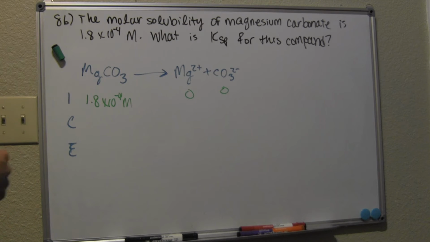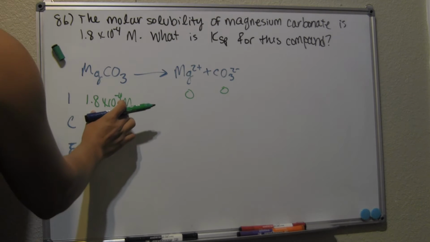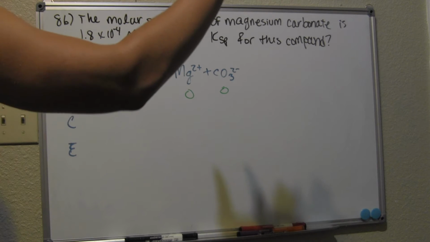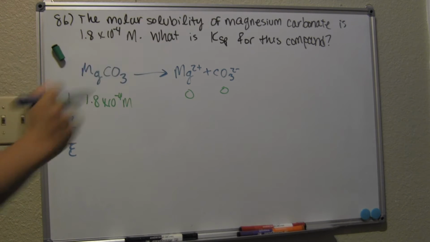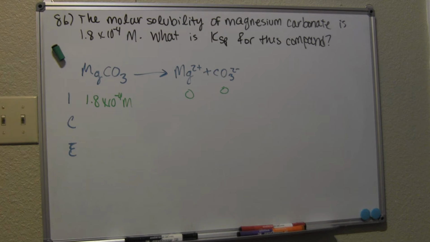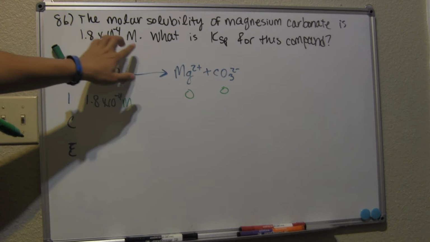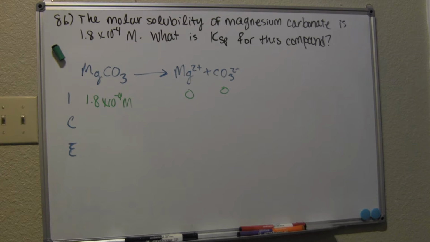In this case, this portion of the larger sample of our magnesium carbonate is going to be fully dissolving. So don't get confused and think that anytime you're given a certain volume or mass or any sort of thing, you should automatically assume that it's going to completely dissolve. It only completely dissolves when you're given molar solubility.